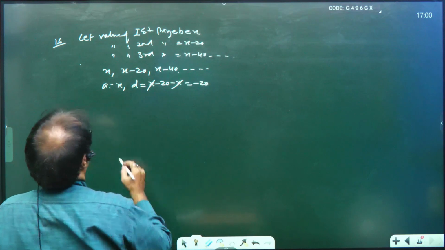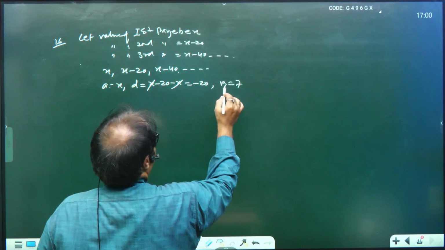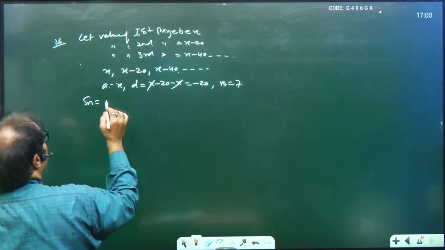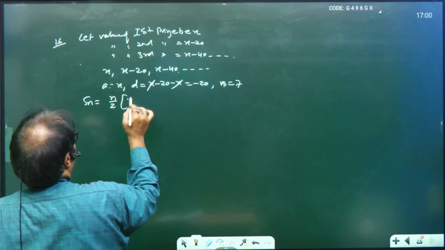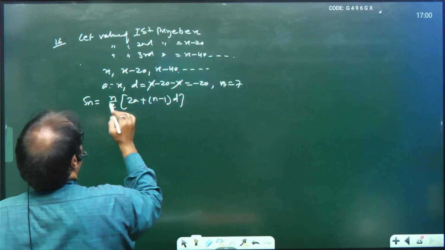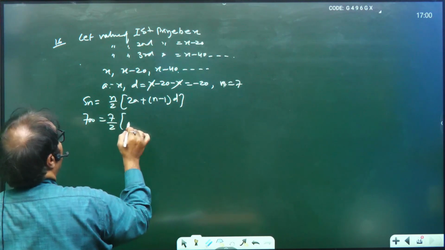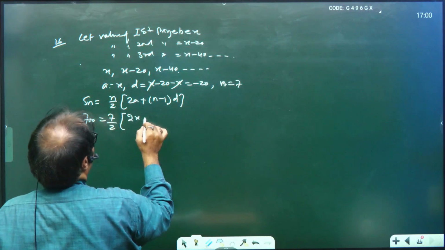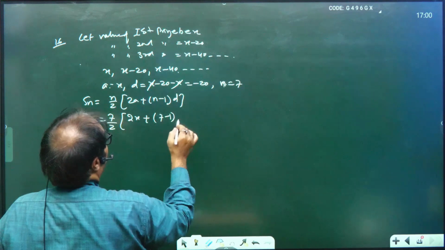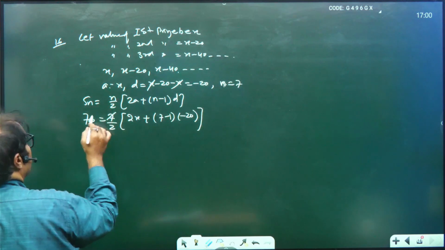And n is given, how many cash prizes? 7 cash prizes. n is equal to 7. So apply the formula: Sn is equal to n by 2 into 2a plus n minus 1 into d. The sum is given as total 700. So 700 equals 7 by 2, into 2x plus 7 minus 1, and d is minus 20.